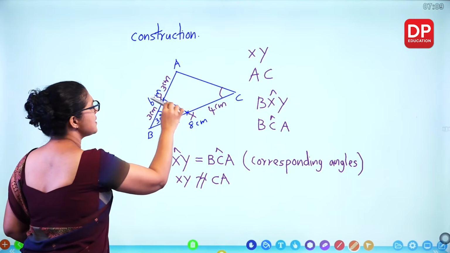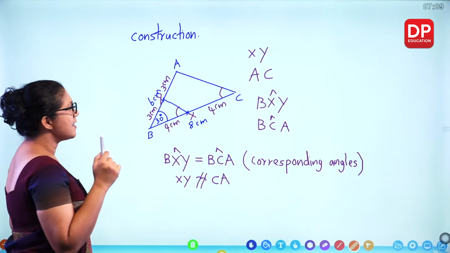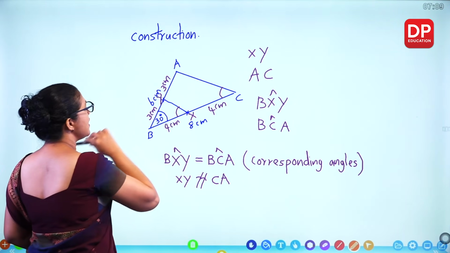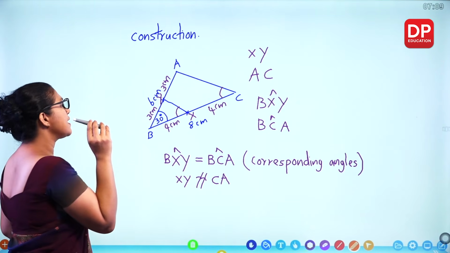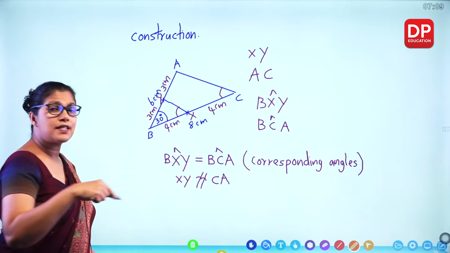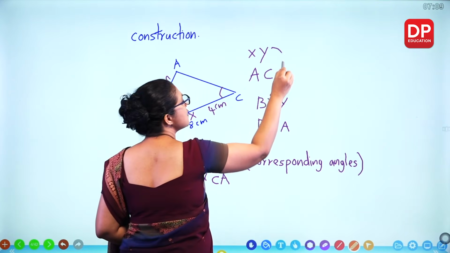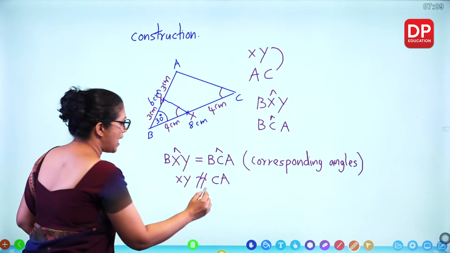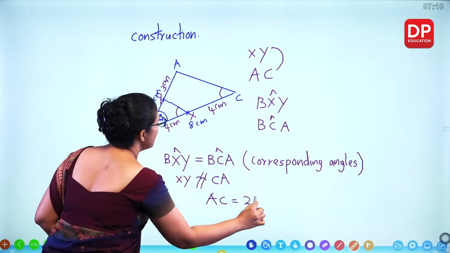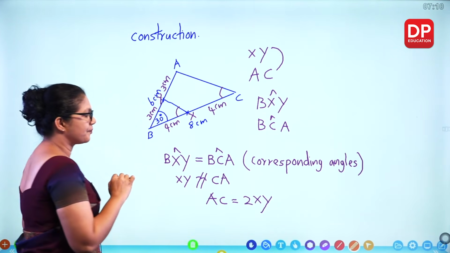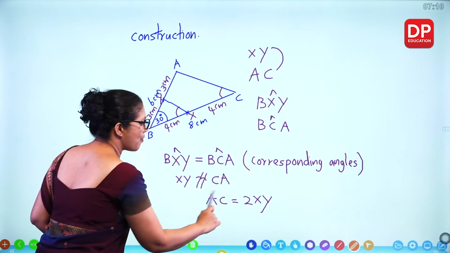Now, what happens with the XY length and the CA length? You will realize if this one is 5 centimeters, this becomes double of that. So measure and see what the relationship between these two is. The AC length is double of XY. So you need to construct this triangle and see these properties.